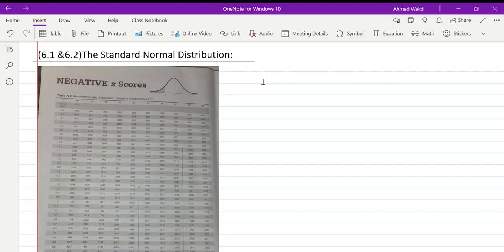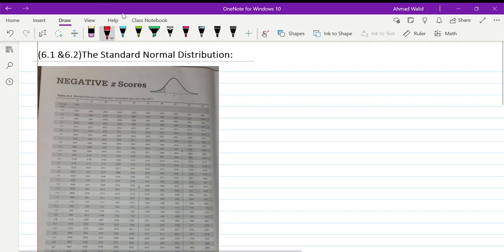Hello all, let's start section 6.1 and 6.2. 6.1 and 6.2 is about the standard normal distribution, correct?